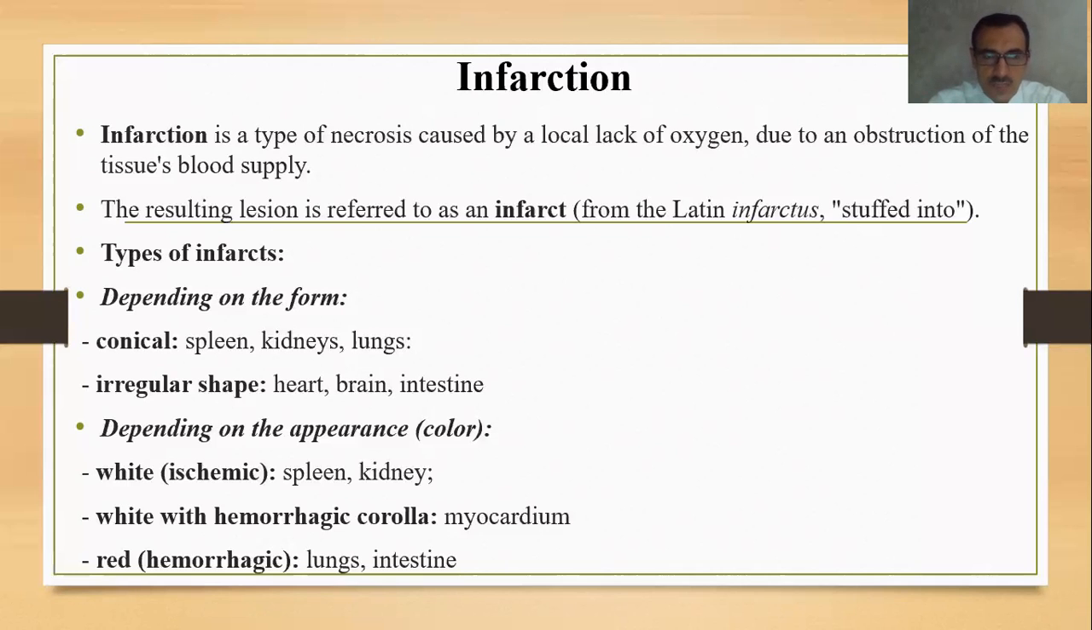There are some types of infarcts depending on their form. There are two types of the infarcts: conical and irregular shape. Conical occurs in the spleen, kidneys, and lungs, but the irregular shape in the heart, brain, and intestines. Depending on the appearance or the color, there are three types of infarct. First, the white infarct or the ischemic infarct that develops in the spleen, kidney. Second one, red infarct or the hemorrhagic infarct that is found in the lungs, intestines, and the white infarct with hemorrhagic corolla that we find in the myocardium.